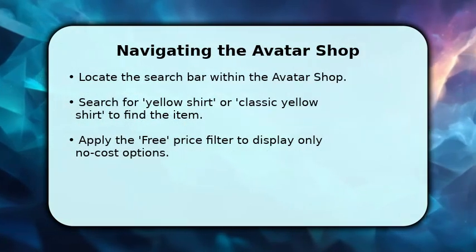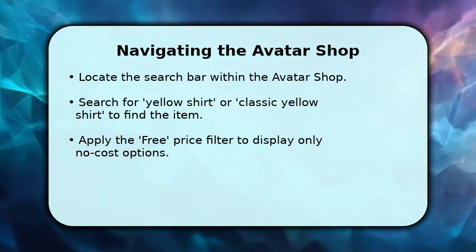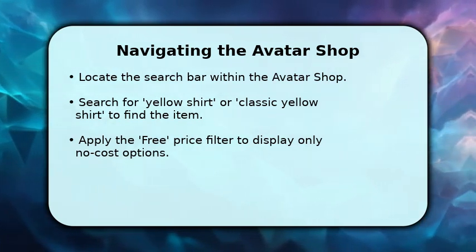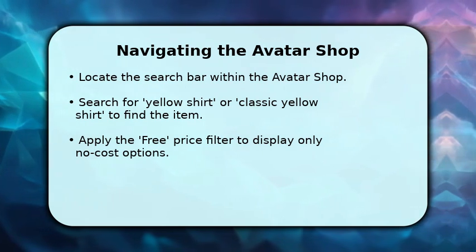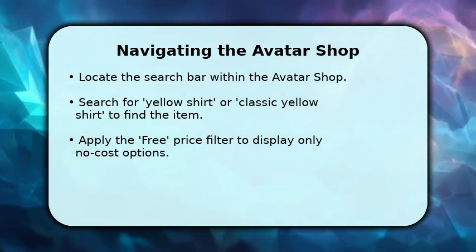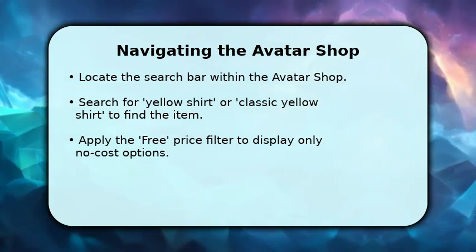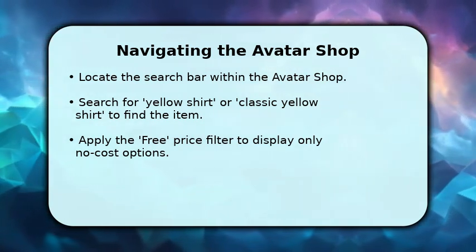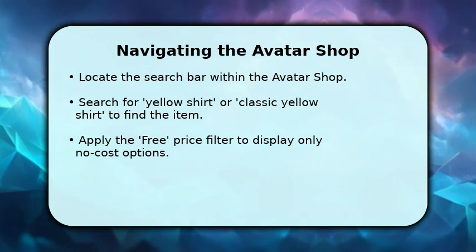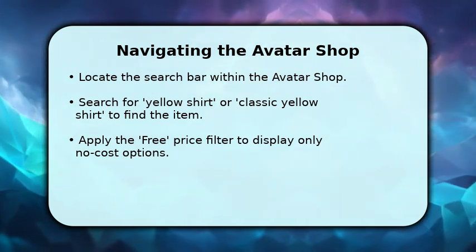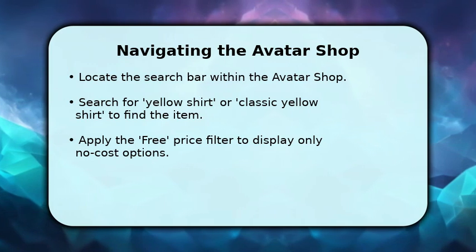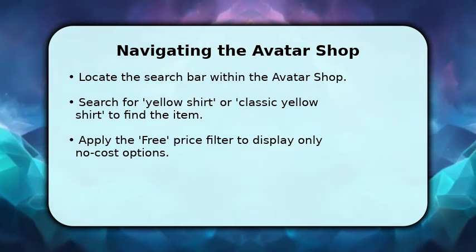Once you are in the avatar shop, locate the search bar, usually found at the top of the page. Type in yellow shirt or classic yellow shirt to narrow down the results. To ensure you only see the free options, apply the price filter. Look for the price section and set the range to free or drag the slider all the way to the left. This will help you quickly spot the exact item we are looking for among hundreds of choices.